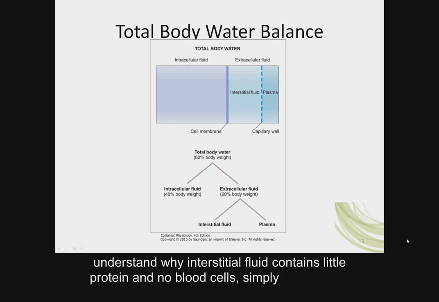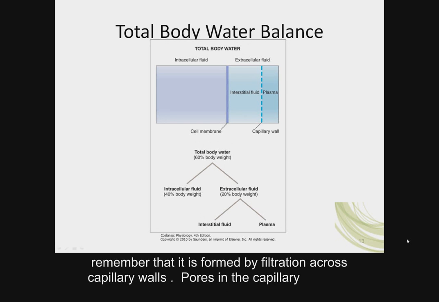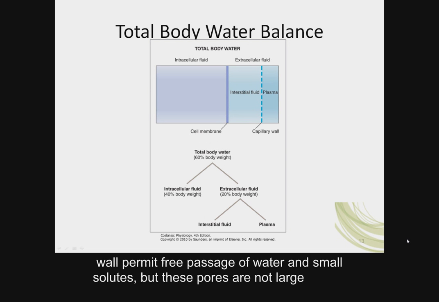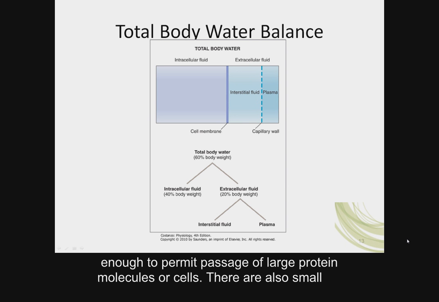To understand why interstitial fluid contains little protein and no blood cells, simply remember that it is formed by filtration across capillary walls. Pores in the capillary wall permit free passage of water and small solutes, but these pores are not large enough to permit passage of large protein molecules or cells.